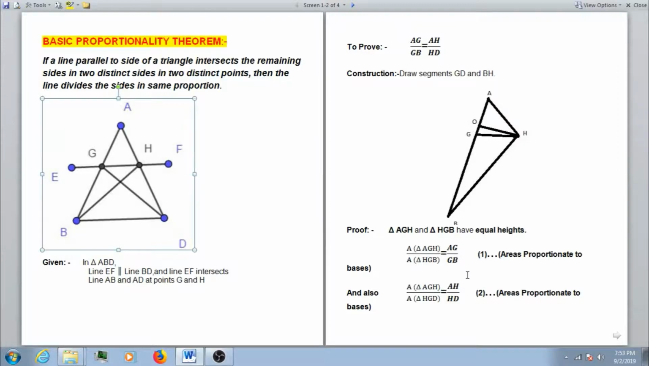In a similar manner, area of triangle AGH upon area of triangle HGD, we can say, is AH upon HD. Again the same heights, so areas are proportional to their bases. Now we have got these two results. Next, let's move to the next.